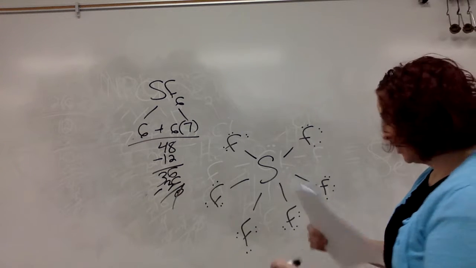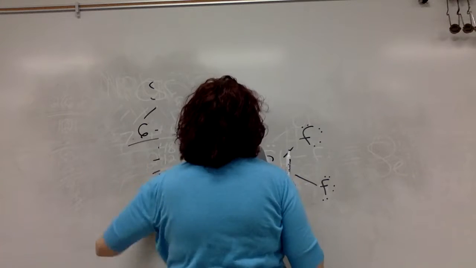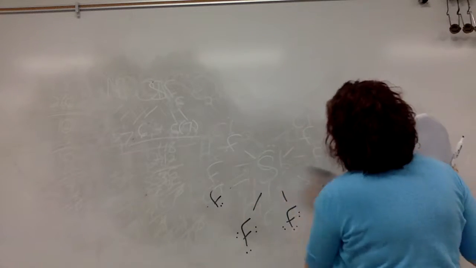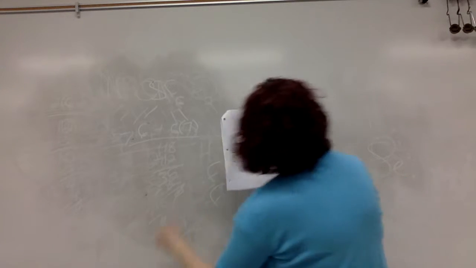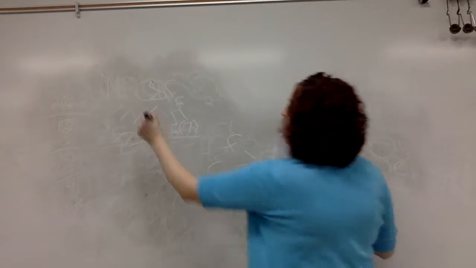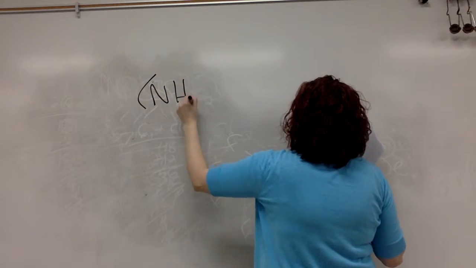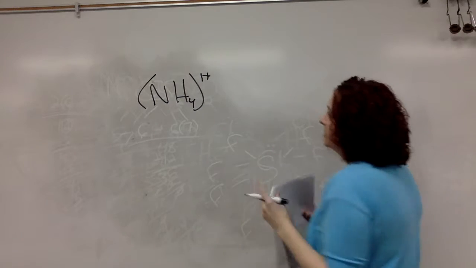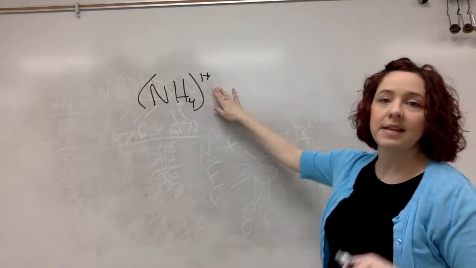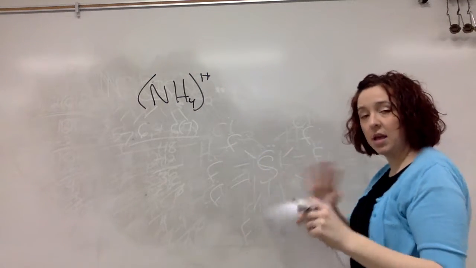All right, now we need to go to a polyatomic. Polyatomics we talked about last unit, but what if you have to draw their Lewis structure? All right, so if we have NH4 with a 1 plus, the 1 plus means that we've lost one. So let's do the same.